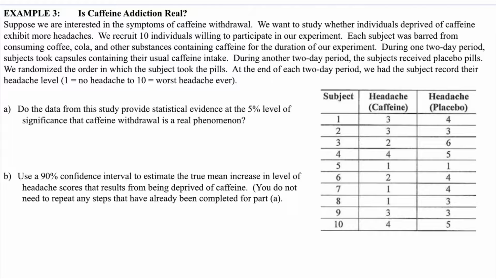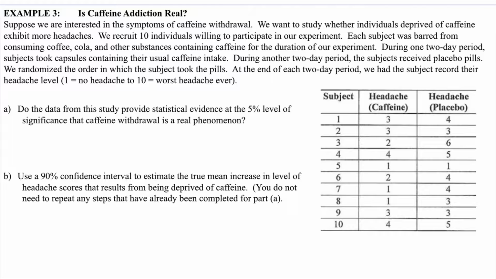During one 2-day period, subjects took capsules containing their usual caffeine intake. During another 2-day period, the subjects received placebo pills. We randomized the order in which the subjects took the pills. So they didn't know which one they were getting first, which one they were getting second.